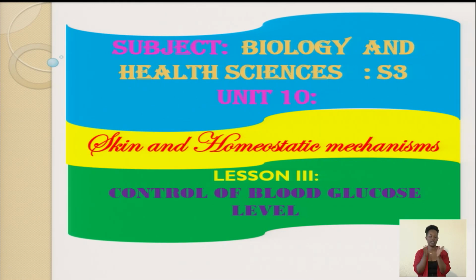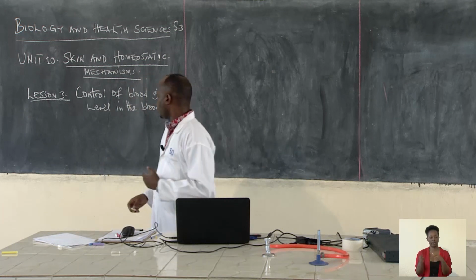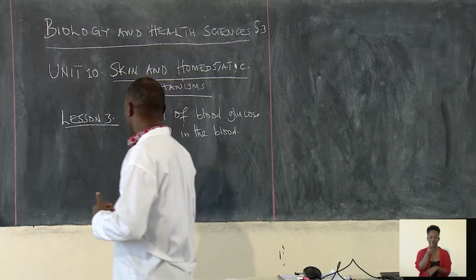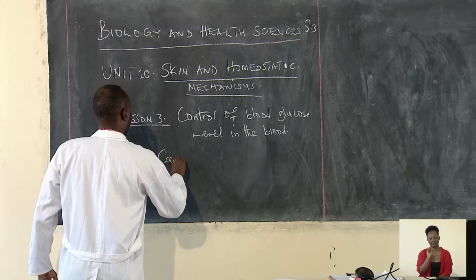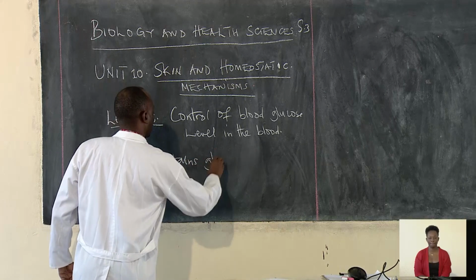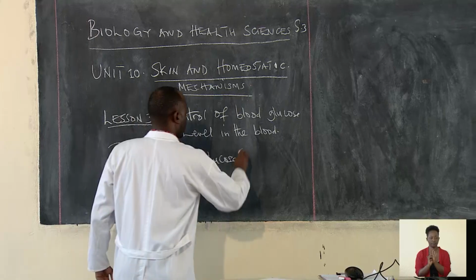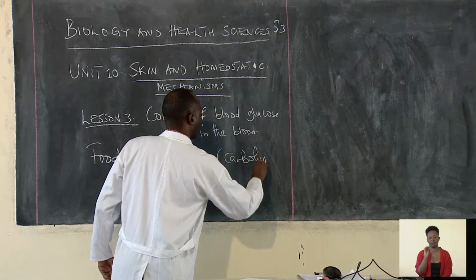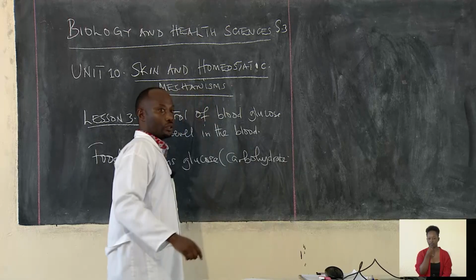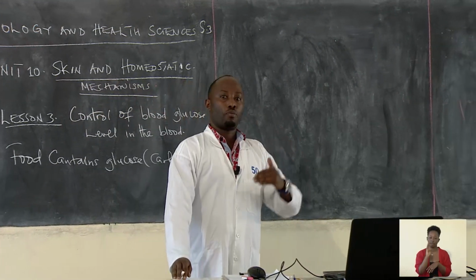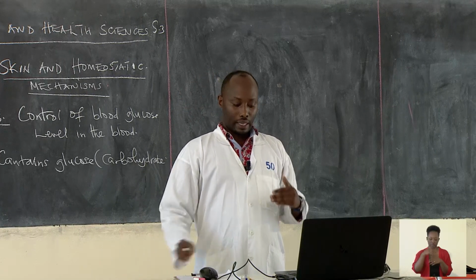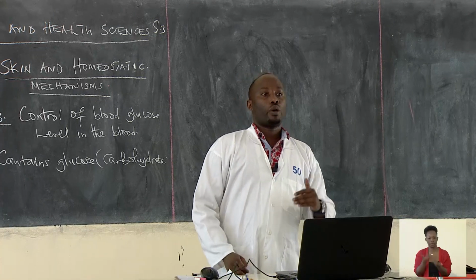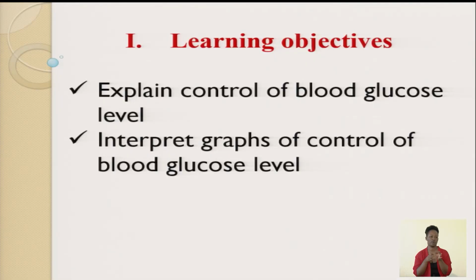Where do we normally get glucose? When you eat food that contains glucose, examples are carbohydrates. Once you eat a carbohydrate food in your diet, the level of glucose in the blood increases. So the learning objectives of today's lesson: we're going to explain the control of glucose level in the blood.